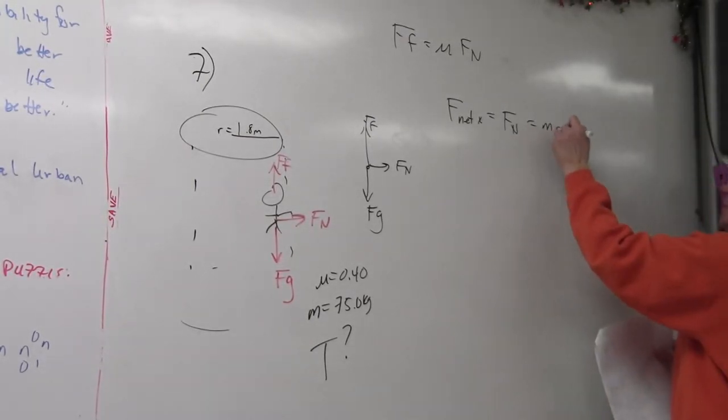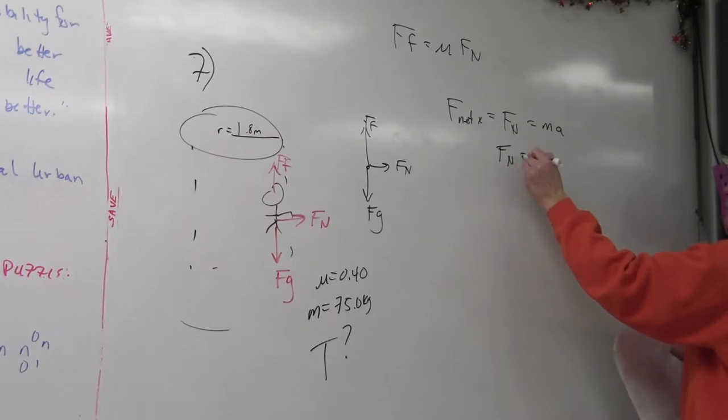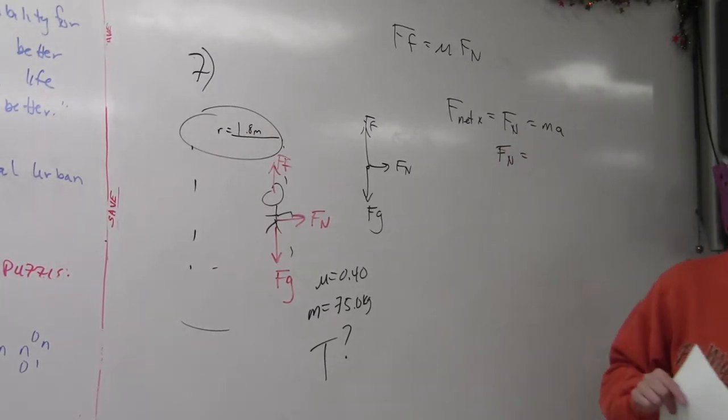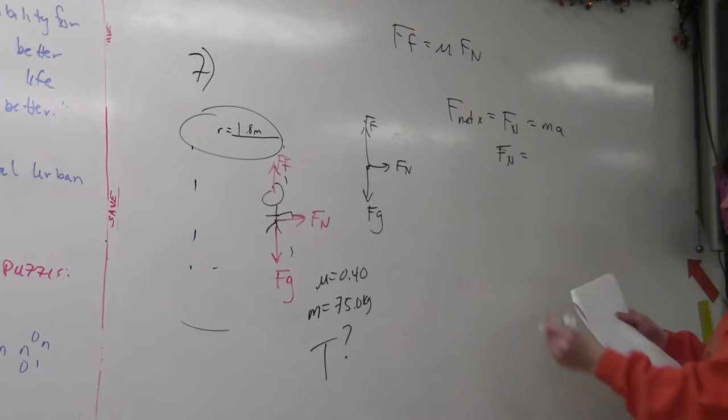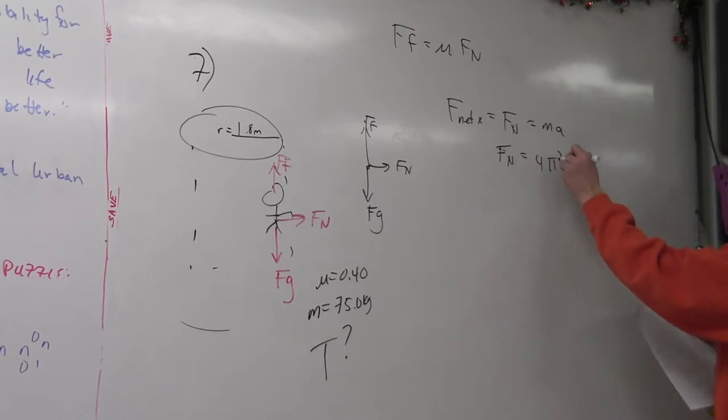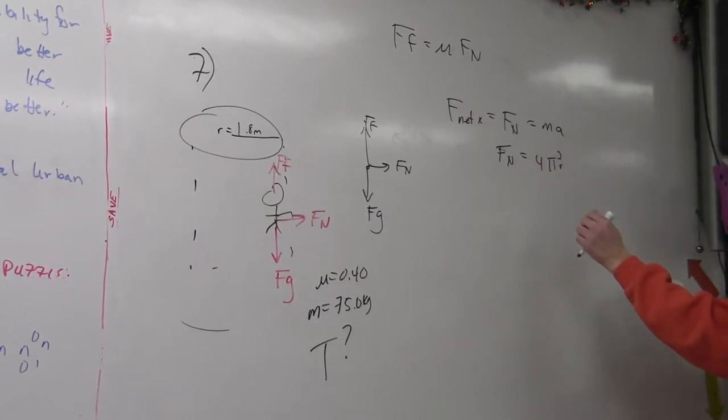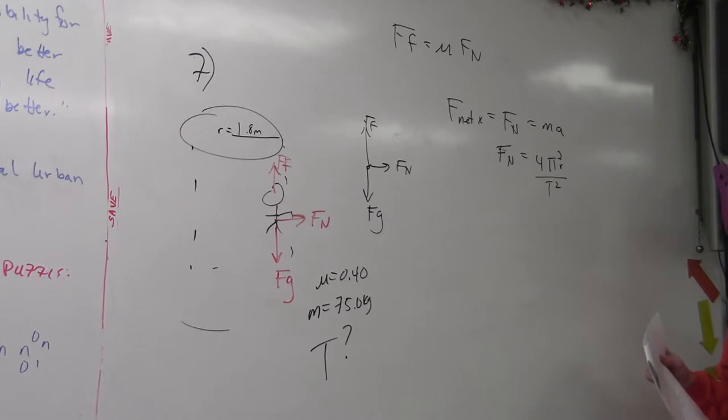So I can say this is mass times acceleration, and since we want period, what is that equation for period? 4 pi squared something. Velocity is 2 pi r over T. Look up your acceleration, not your velocity.